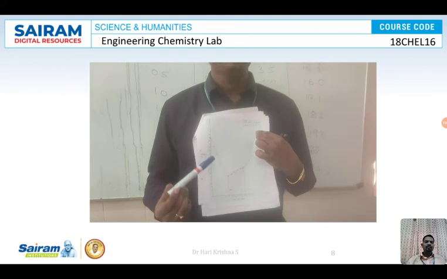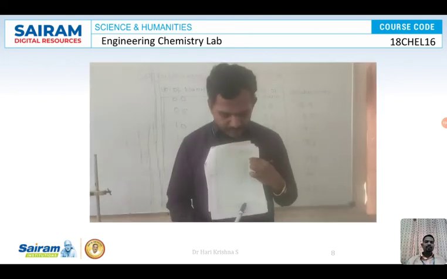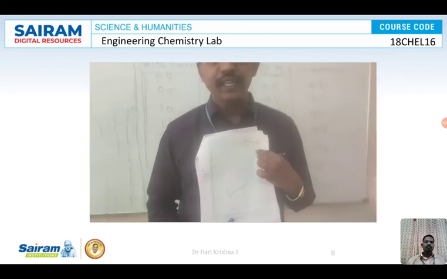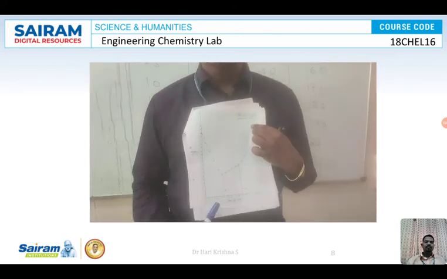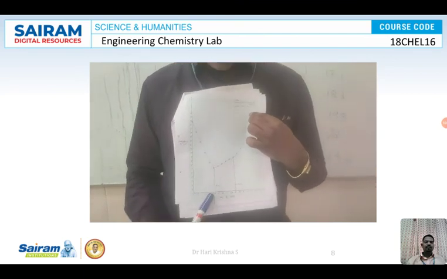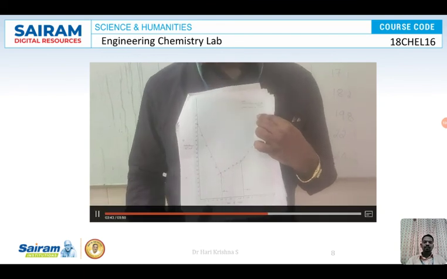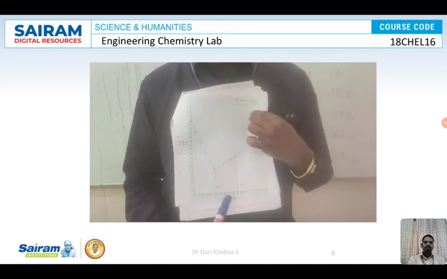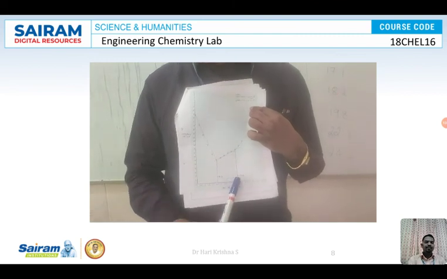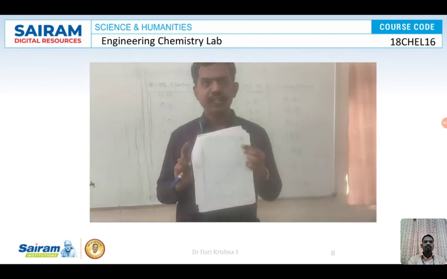How do we determine the volume of NaOH required to neutralize acetic acid? That is V2 minus V1, 5.0 minus 2.5. So V1 is the volume of NaOH required to neutralize HCl, V2 is the total volume required to neutralize both acids, and V2 minus V1 is the volume of NaOH required to neutralize only acetic acid. Once we plot the graph, we will go for the calculations.